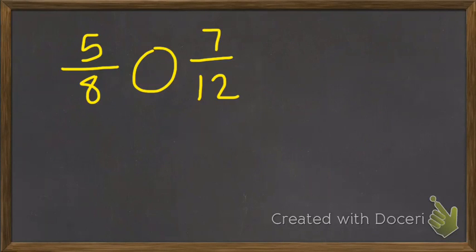When comparing fractions, the first thing you need to do is find a common denominator, and you need to find the least common denominator, the LCD. You want the smallest number both 8 and 12 go into. So 8 and 12, looking at that, they both go into 24.